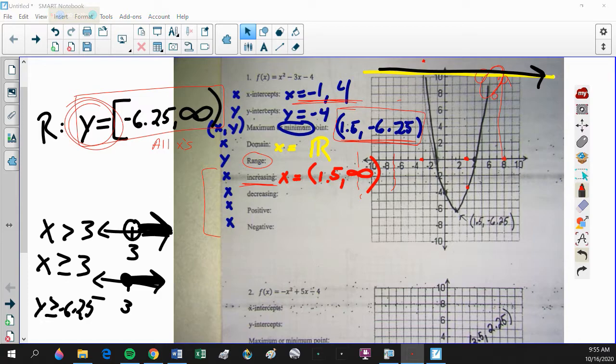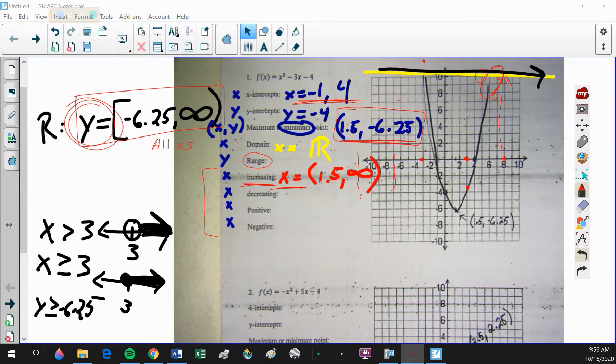Bracket means equal. Parenthesis means not equal. Okay? So at 1.5 seconds, we are not going uphill. At 1.501, we are going uphill. Does that make sense? Okay. And notice I put the x equals there. That tells us it's not a point, it's an interval. Okay, the next question. When is the road going downhill?